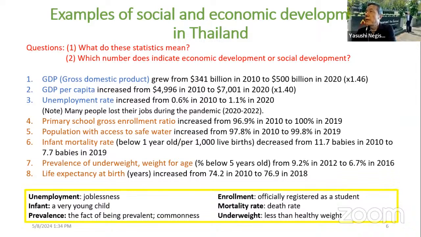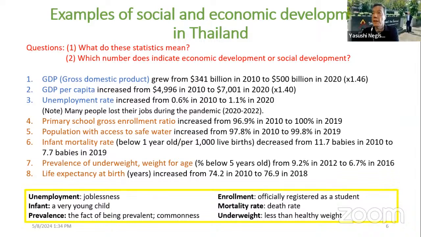Thailand's GDP grew from 341 billion in 2010 to $500 billion in 2020. So Thailand's GDP increased by 1.5 times during this 10-year period. Next, GDP per capita is calculated by dividing a nation's GDP by its population. Thailand's GDP per capita increased from $4,996 in 2010 to $7,000 US in 2020. Again, the number increased by 1.4 times.